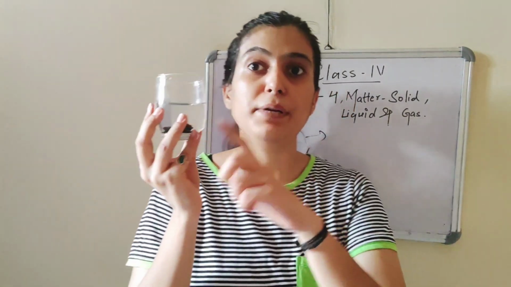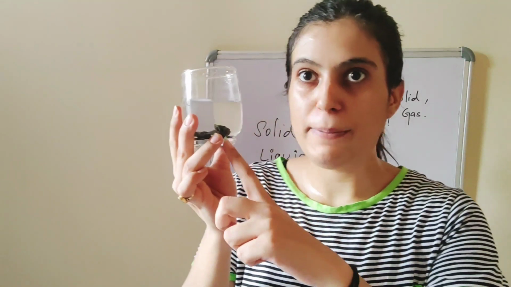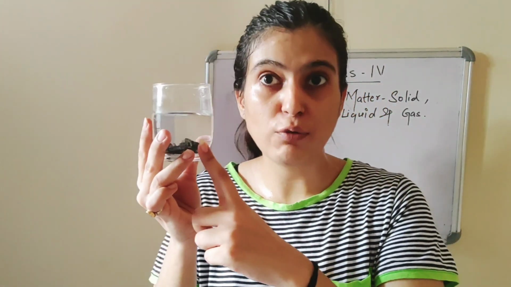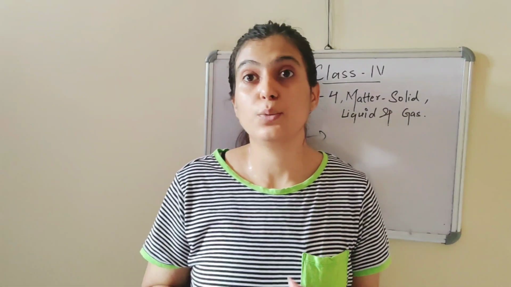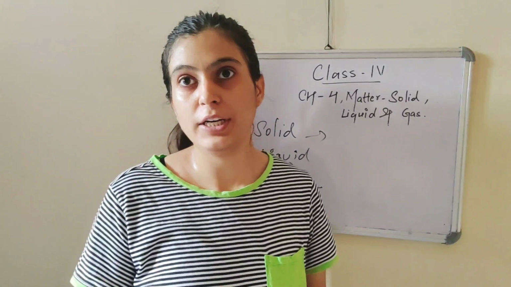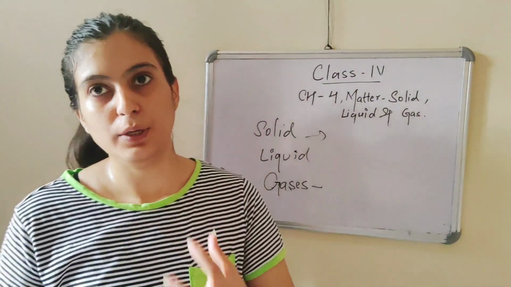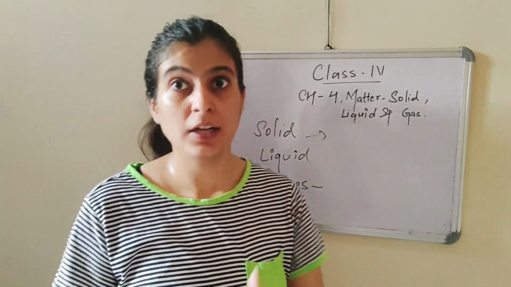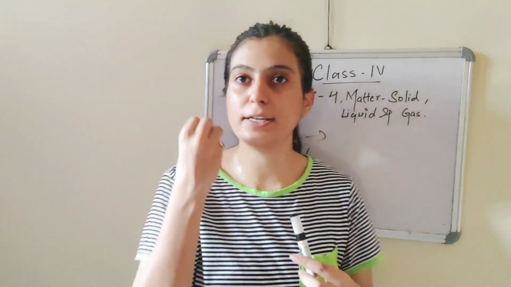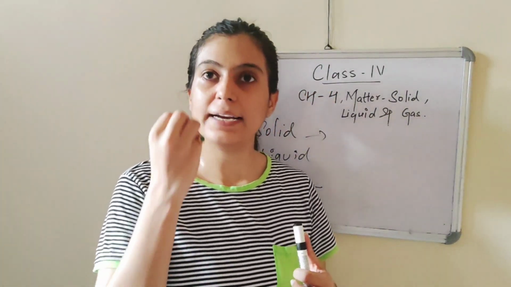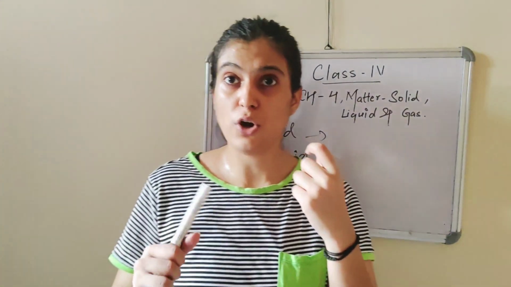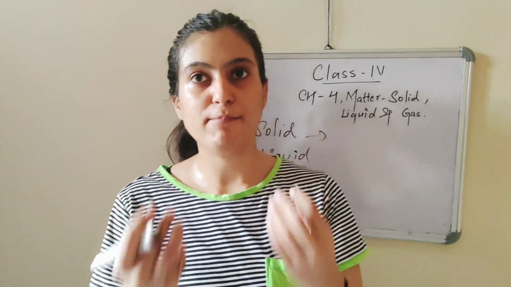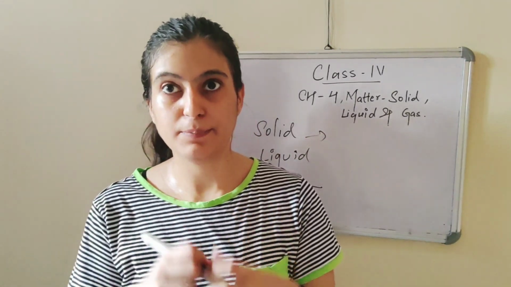For example, the pieces of stone have occupied space in the glass of water by pushing the water around them. So adding more mass will increase the weight of the object, and it will also occupy space. That's how matter occupies space and has mass. So we can conclude that anything which occupies space and has mass is called matter.